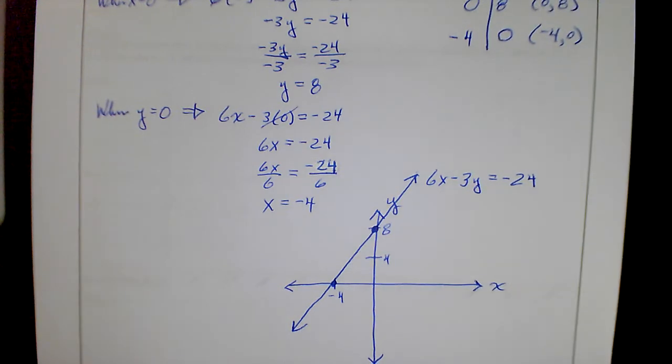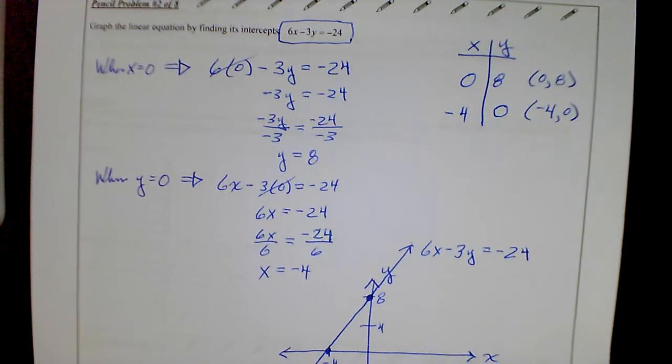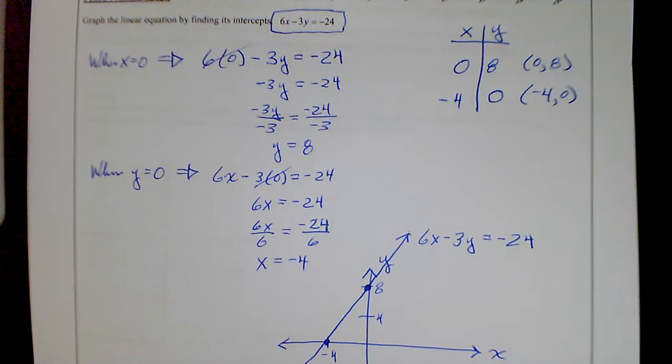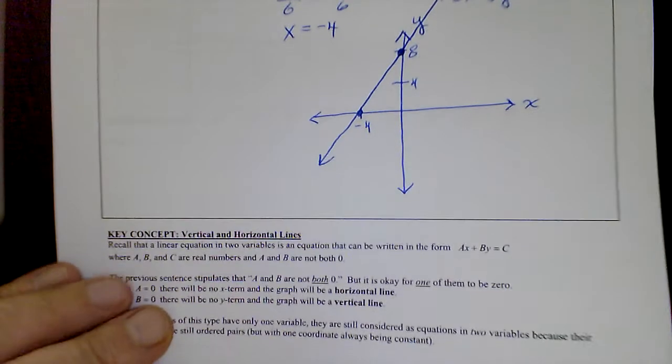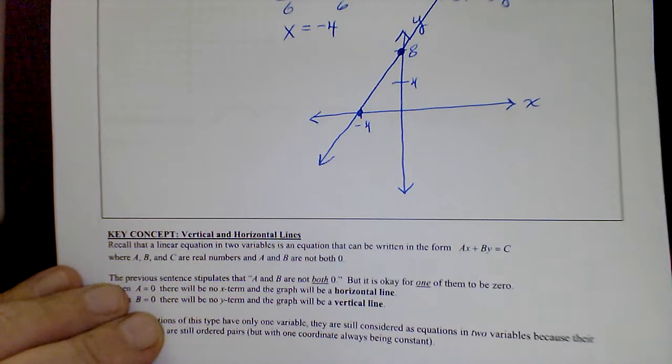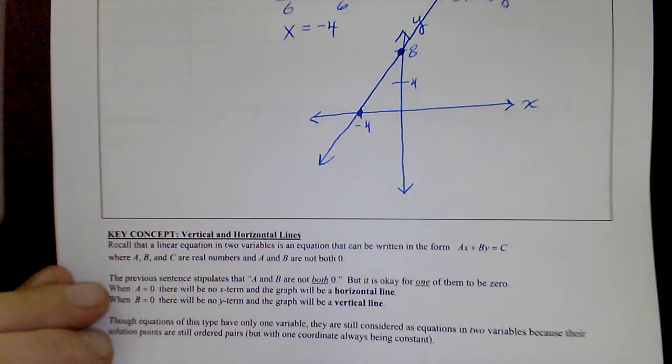Kind of a nice convenient way to go about graphing lines when both the x and the y's are in the equation. But then we get to special straight lines where not both x and y are in the equation. There's only one of them, either x or y is in the equation. And so there's either a horizontal line or a vertical line.